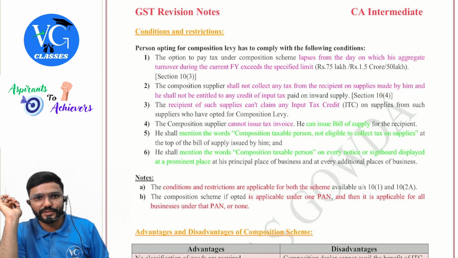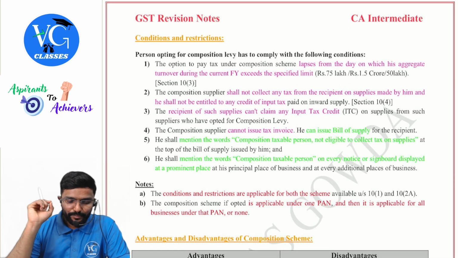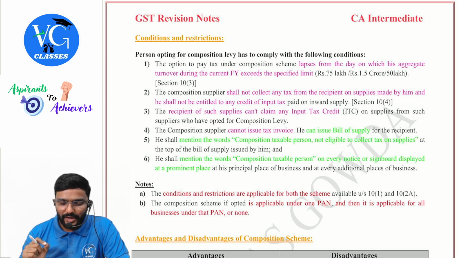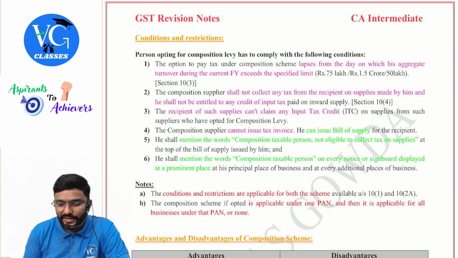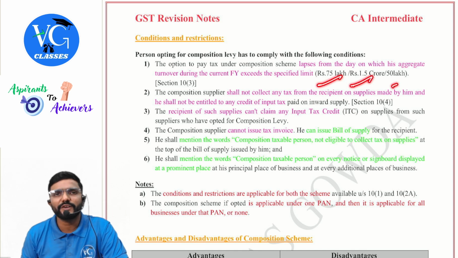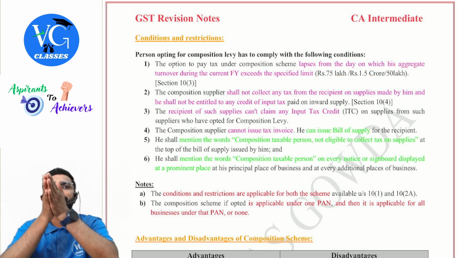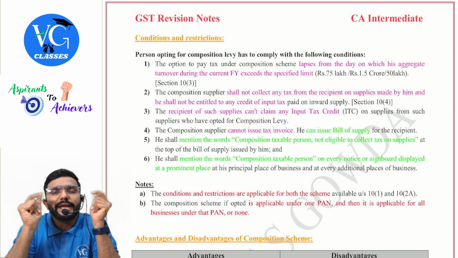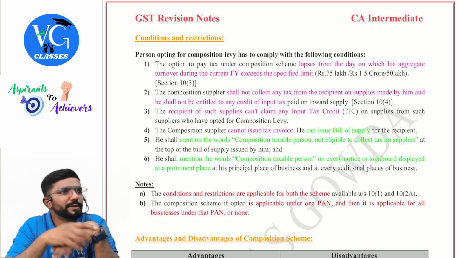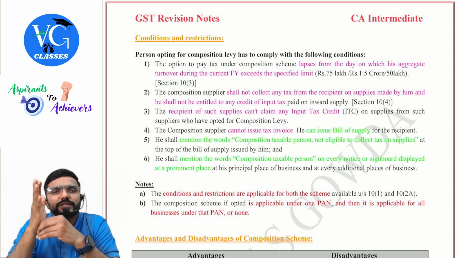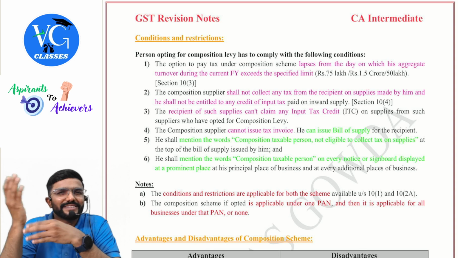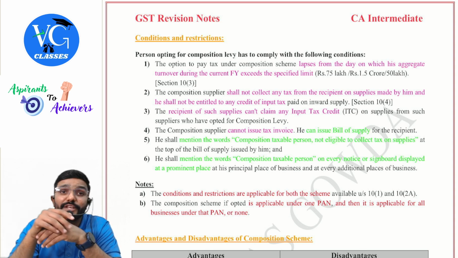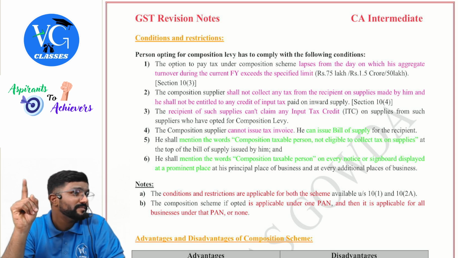Coming to conditions and restrictions. Person opting for composition levy has to comply with the following conditions. The option to pay tax under composition scheme lapses from the day on which his aggregate turnover during the current financial year exceeds 75 lakh, 1.5 crore or 50 lakh, whatever it is. Guys, assume I am covered under 10.1. I am from Karnataka. The day my turnover crosses 1.5 crore, I have to go out. Assume the turnover in the current year crosses 1.5 crore on 10th November. Can I request the proper officer, sir, I will continue till 31st March, till the end of the year? No. Immediately you have to move to section 9.